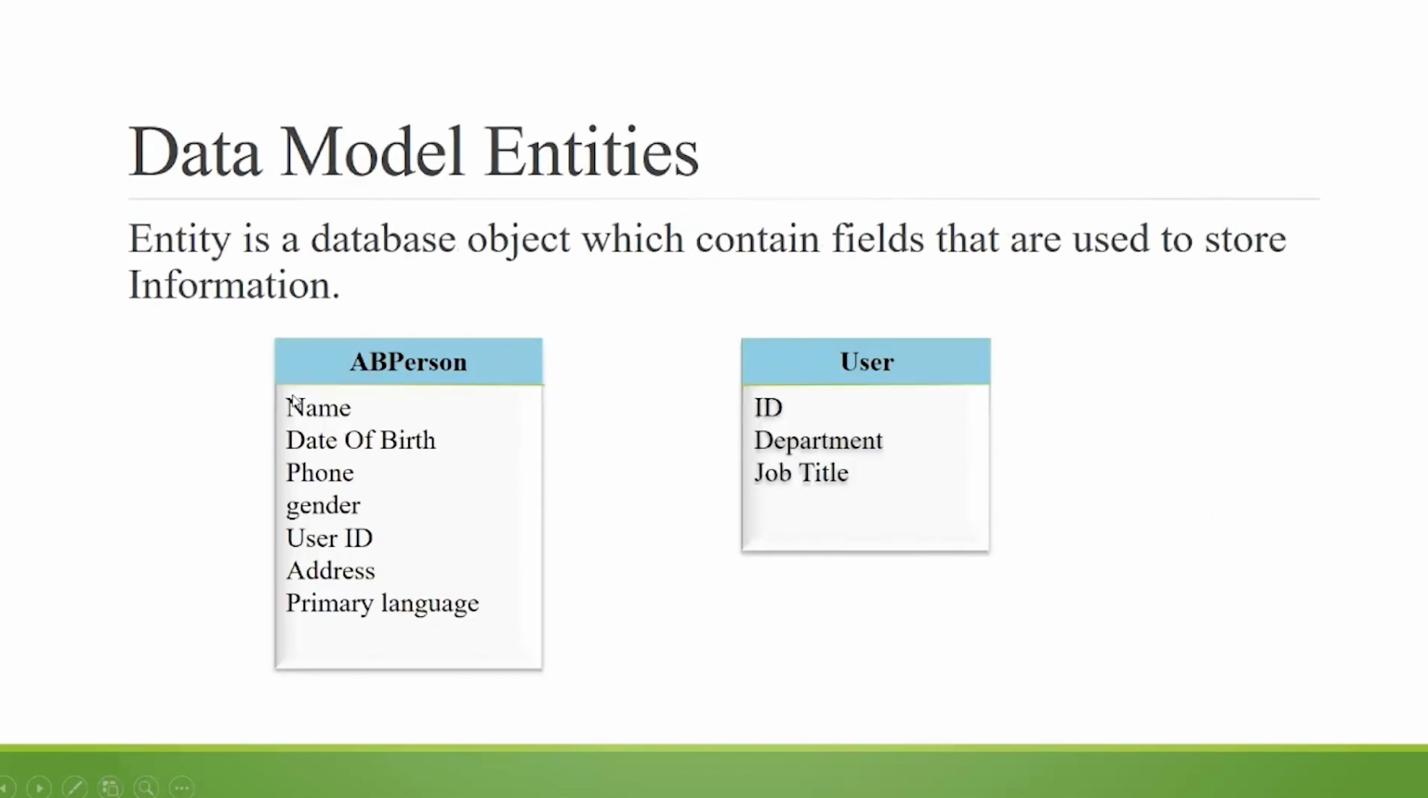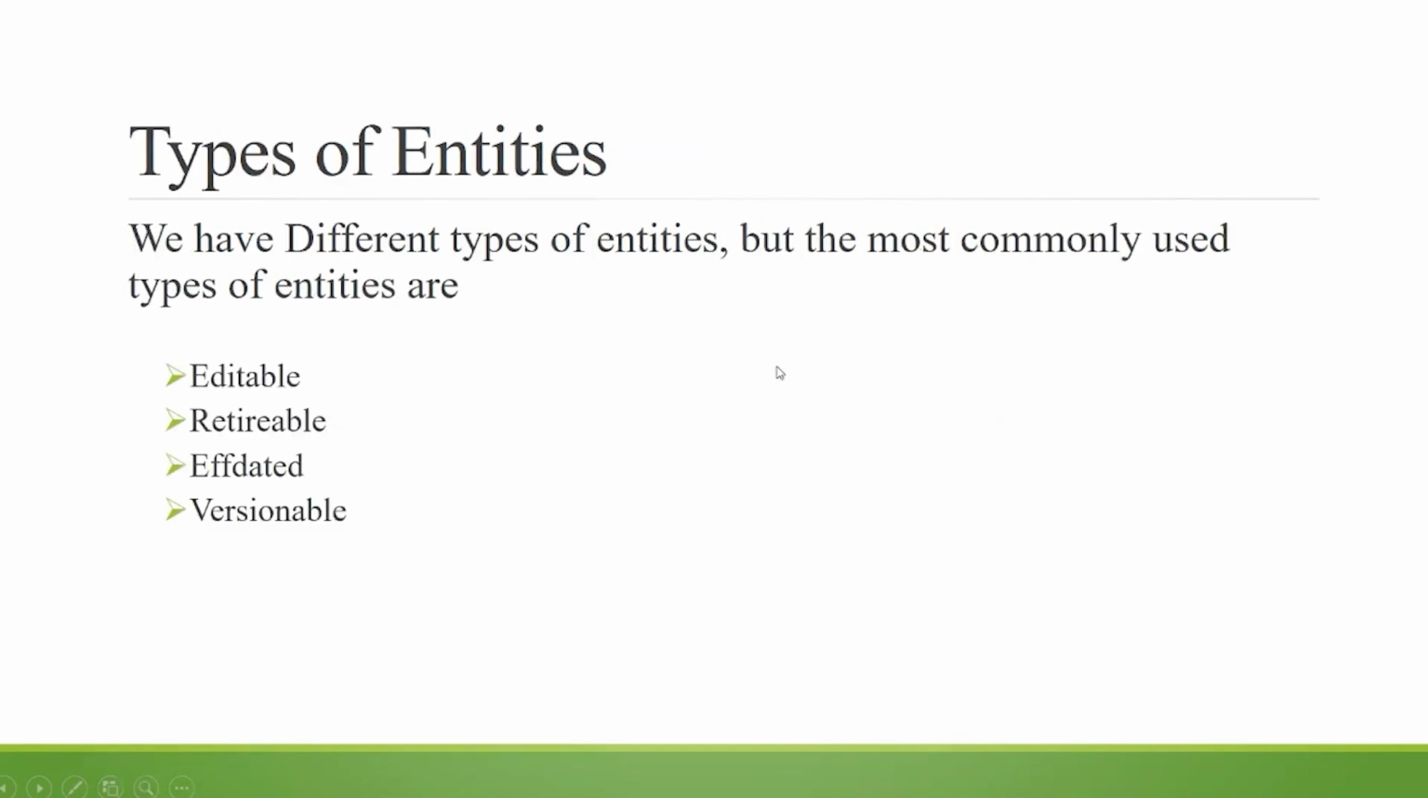The first one is data model entities. An entity is a database object which contains fields that are used to store information. For example, we have different entities. Here we have AB person and user. AB person is the entity that stores these set of details and user is the entity that stores these set of details.